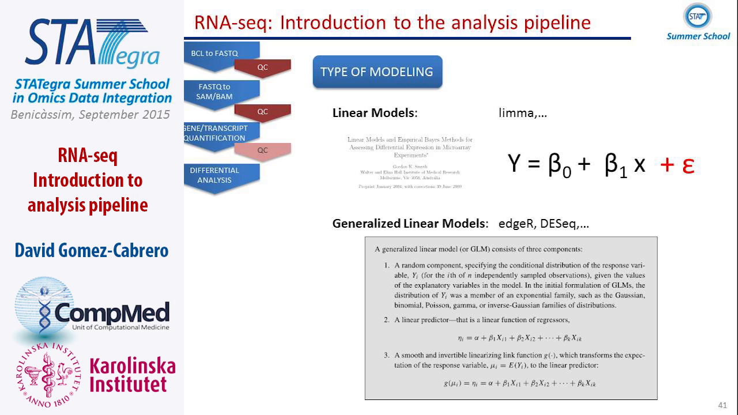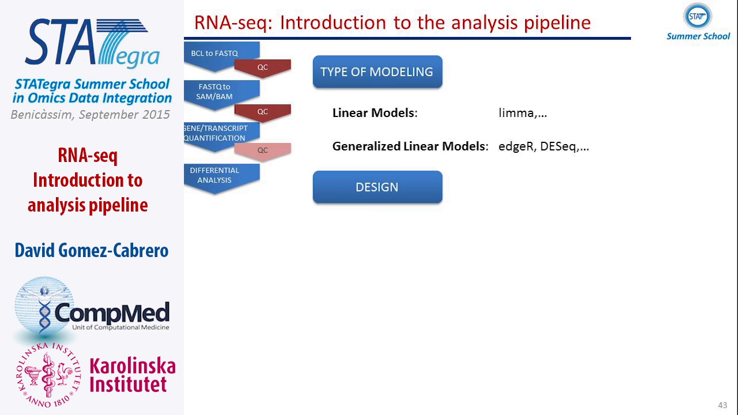So we need to define this model. To define this model, we need to identify which variables are important. So we need to go back into the design. What variables will you put in the design? I mean, gender, age. In the case of STATegra, we have the time, we have the condition, if it's Ikaros or if it's control. But we also have those ones.